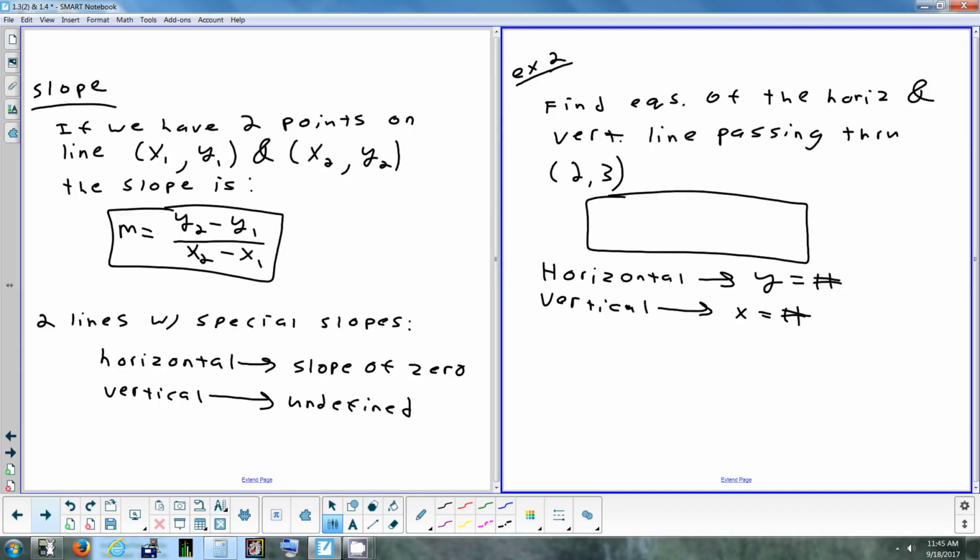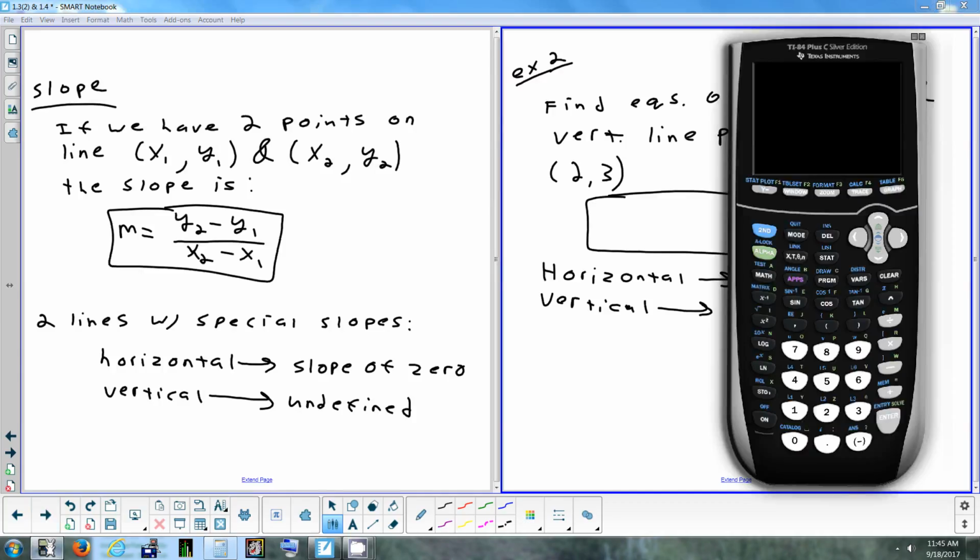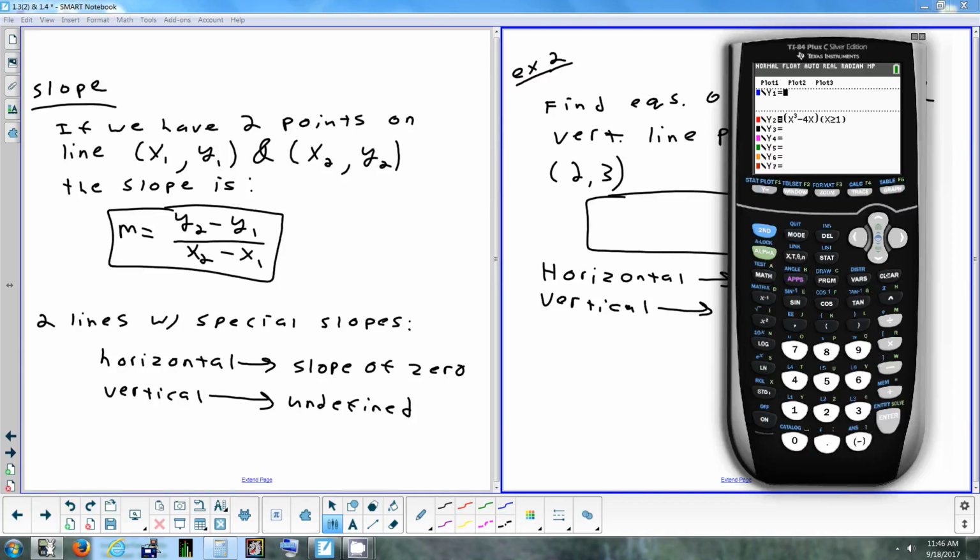And if you ever forget which one is which, just go to your graphing calculator, turn it on, and type something in. Type in y equals 3. See if it's horizontal or vertical. It's horizontal, right at 3. I can't do x equals on the calculator. I can't show you what a vertical line would look like, but it would just be a vertical line.